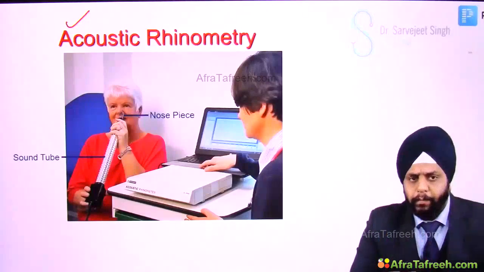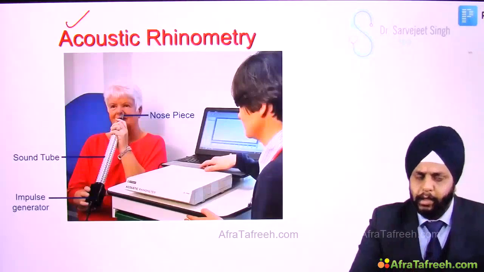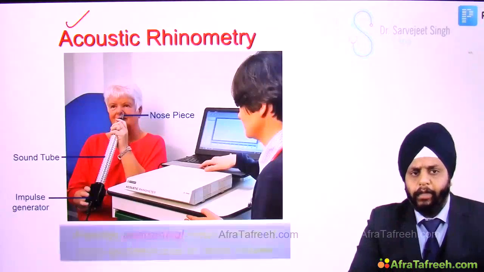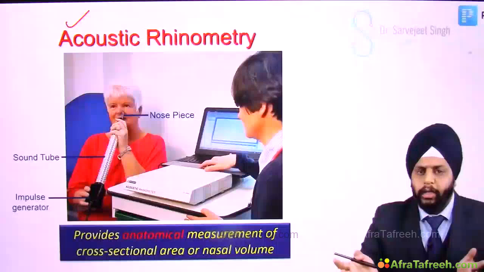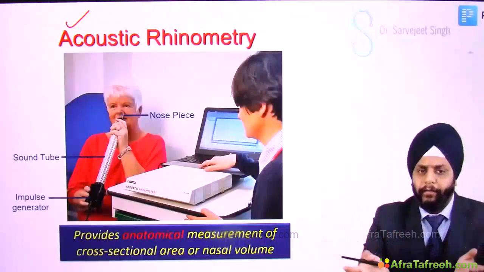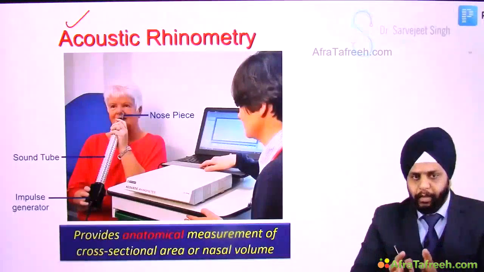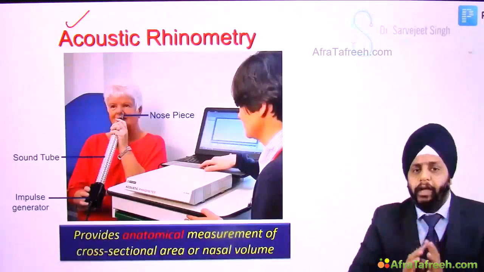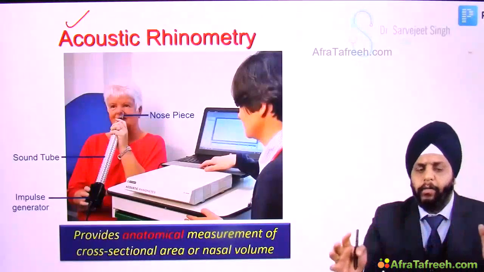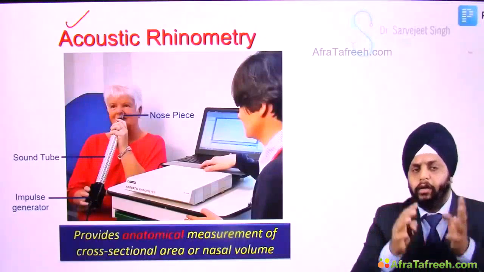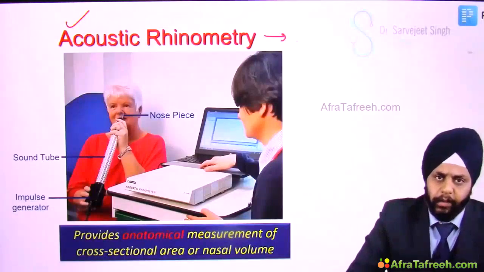You give a sound impulse from the nose piece. You can see that this is the impulse generator. And what will happen with this? You can create the whole image of the nasal cavity. When you are creating the image of the airway, that means you are checking the anatomy. All right, so this provides an anatomical measurement of the cross-sectional area or the nasal volume. Okay, so you are checking the anatomy over here.